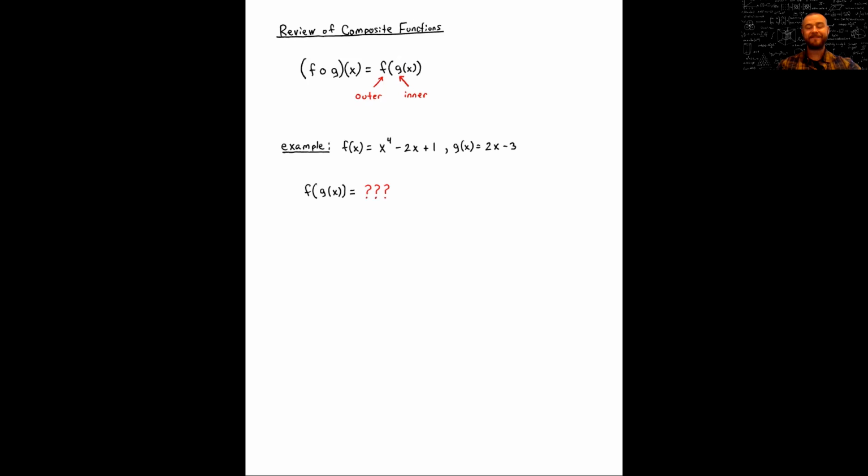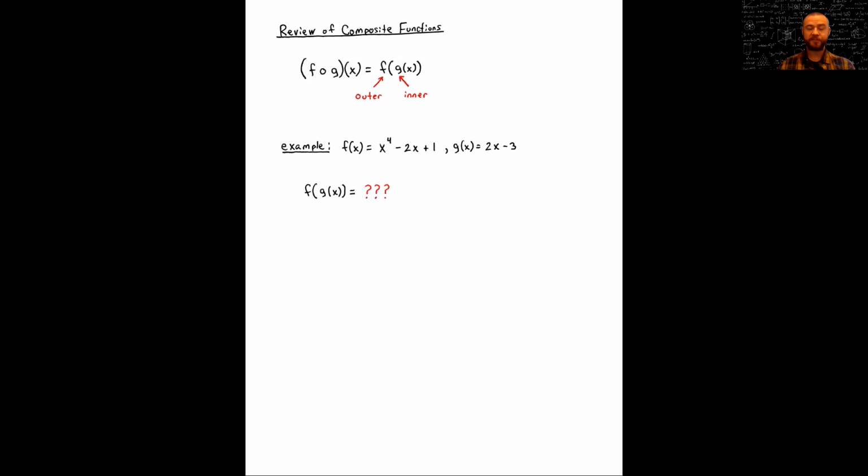Let's take a look at a very basic question. This would probably be the simplest sort of question you could be asked to answer in your pre-calc course when covering composite functions. You're given f and g, the 2 functions, and you're asked to find and simplify the composite function.